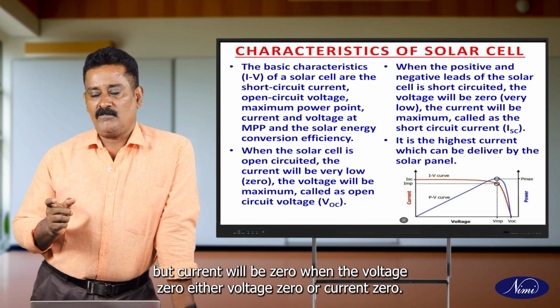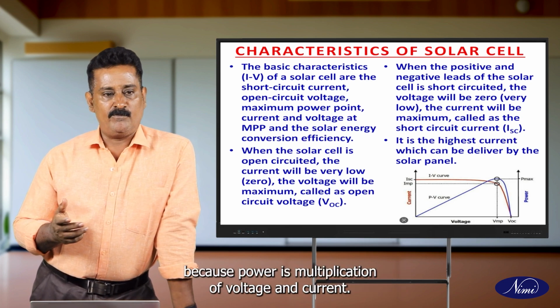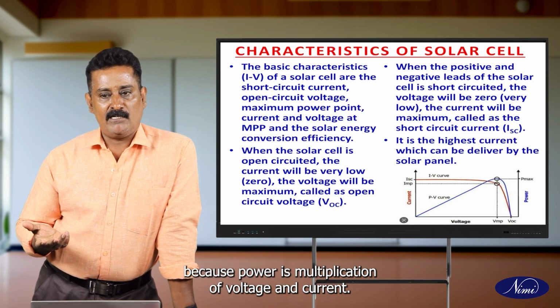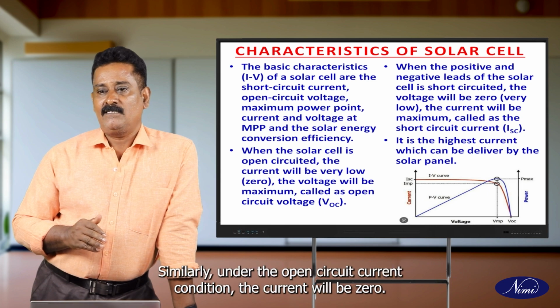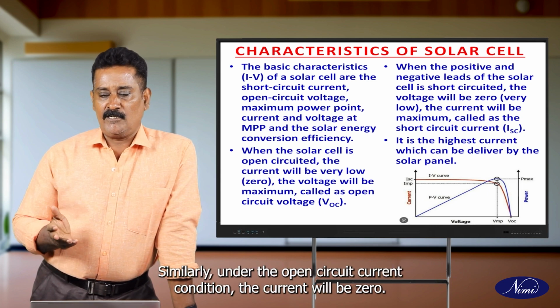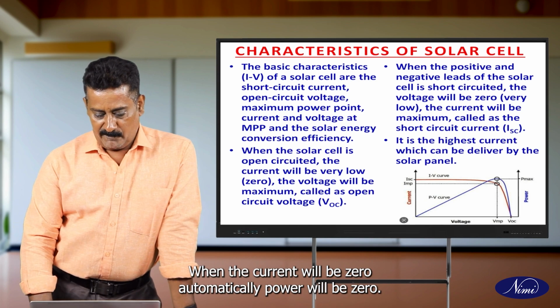When either voltage or current is 0, what happens? The power automatically will be 0, because power is the multiplication of voltage and current. When the voltage is 0, power is 0. Similarly, under the open circuit condition, the current will be 0. When the current is 0, automatically power will be 0.